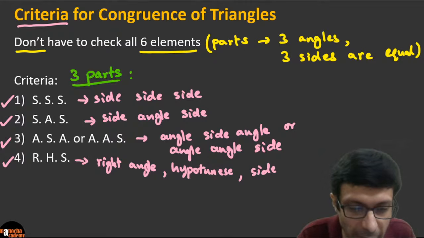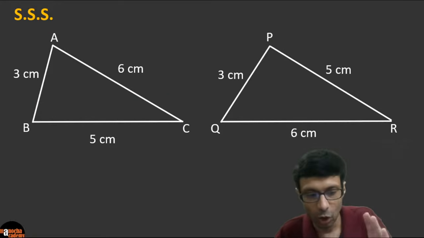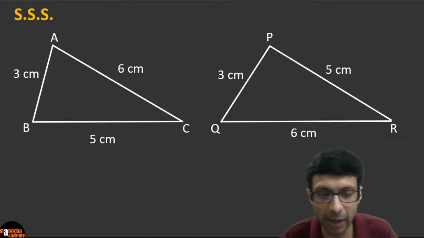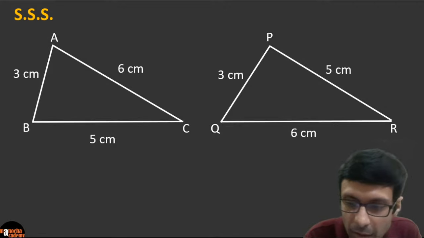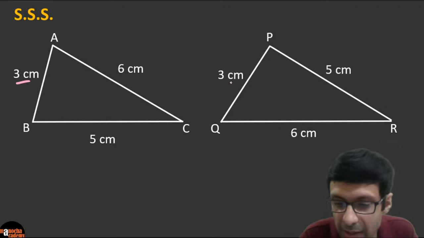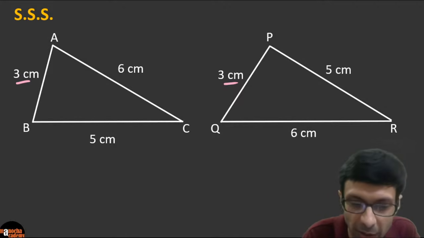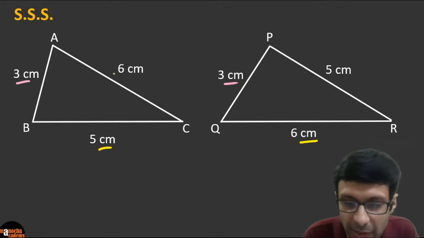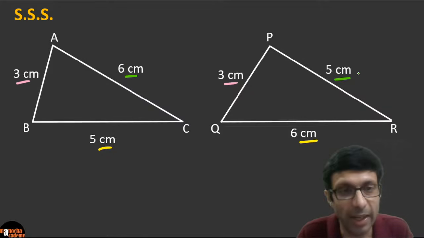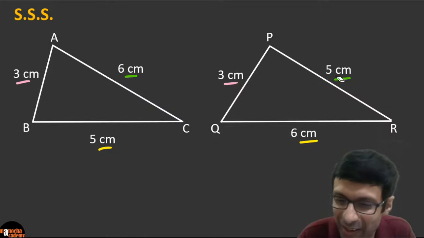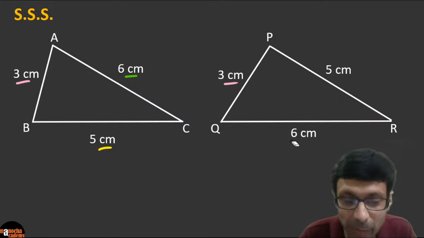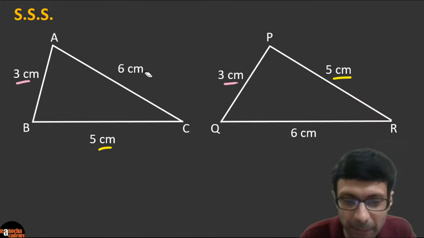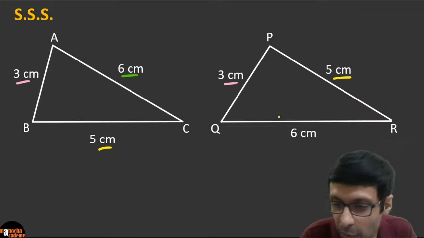So let's start with our first criteria, SSS. Okay, guys, if you take a look at these 2 triangles, are they congruent or not? How do we decide? Can you see over here, we have this side, 3 centimeters, this side is equal to this side. Can you see? 5 centimeters, this side, BC is equal to QR. And AC is given equal to PR. Oh, sorry, my mistake, I highlighted the wrong one. So 5 centimeters BC is equal to PR here. And the AC, the last one, AC is equal to the one here.